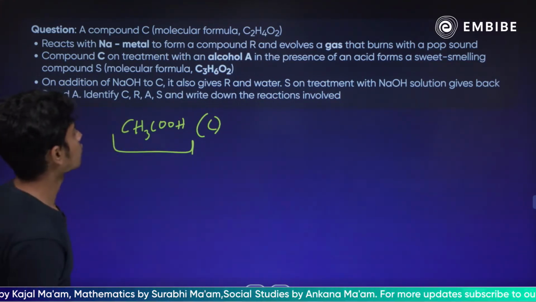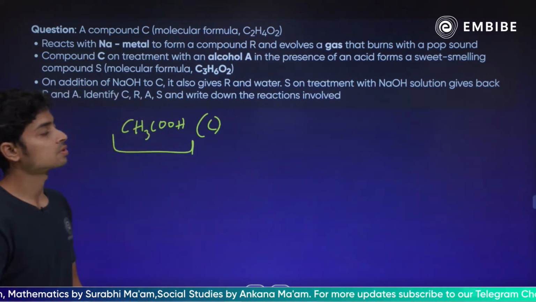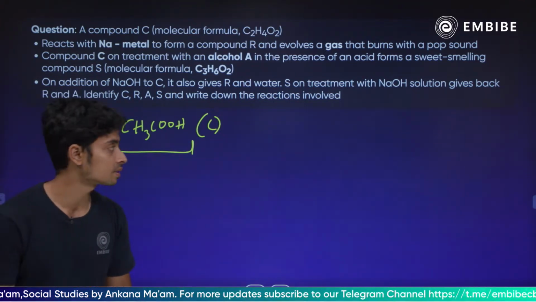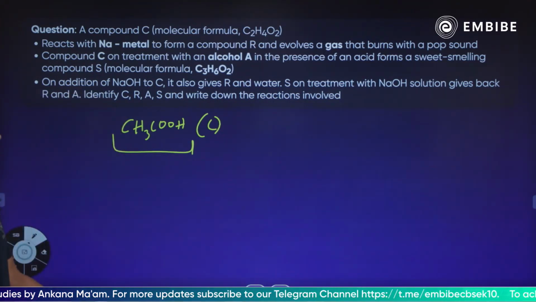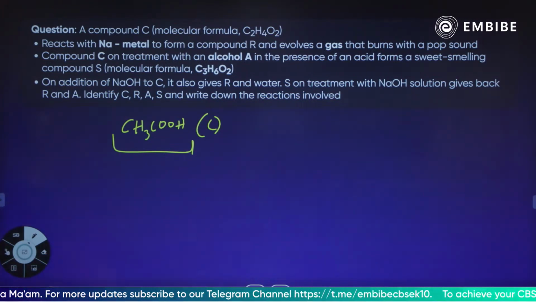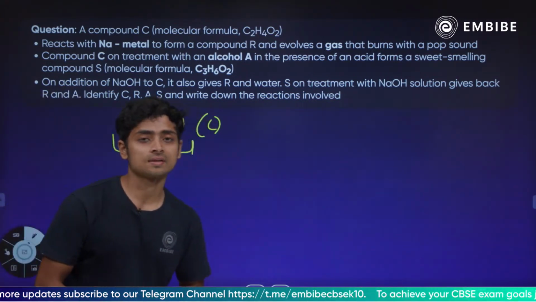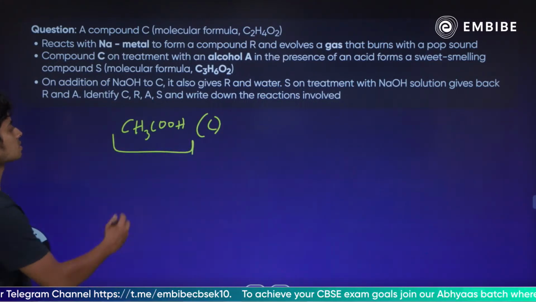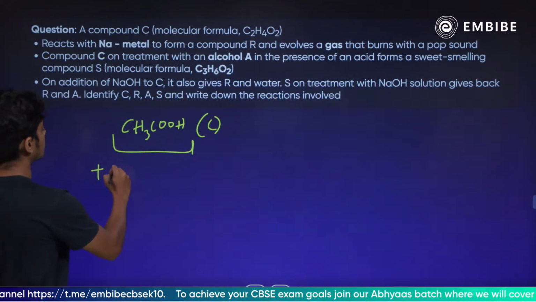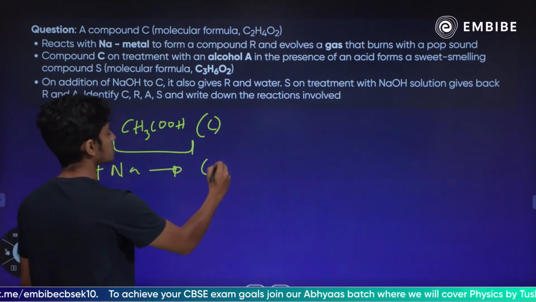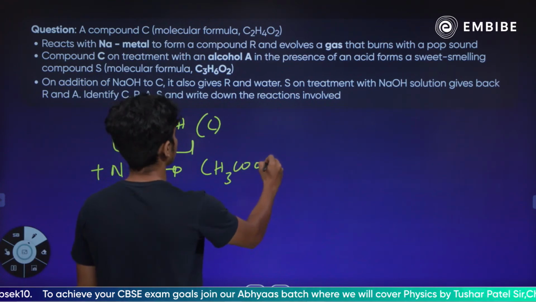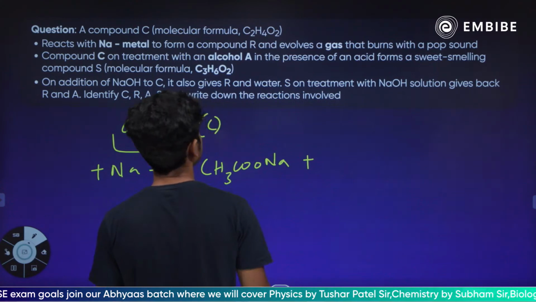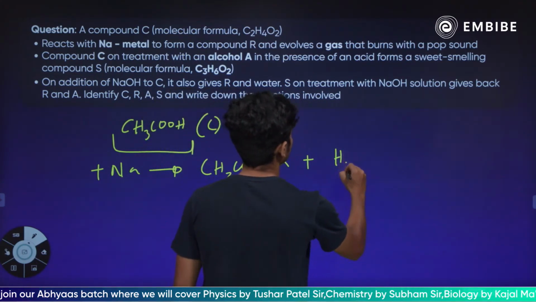Compound C reacts with Na metal to form a compound R and evolves a gas that burns with a pop sound. This I have taught before in your acids, bases and salts chapter. Any metal above hydrogen in the reactivity series reacts with three acids, dilute HCl, dilute H2SO4 and acetic acid, to give you the metal acetate plus hydrogen gas. So CH3COOH, compound C, when it reacts with sodium, gives me sodium acetate, CH3COONa, plus hydrogen gas, H2 gas.